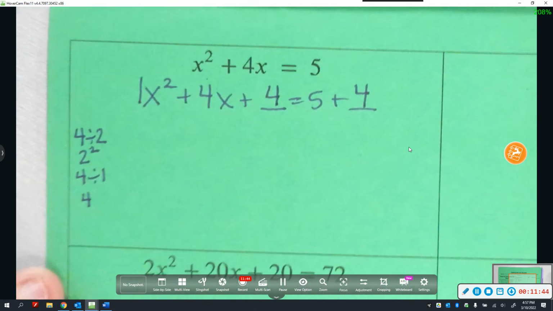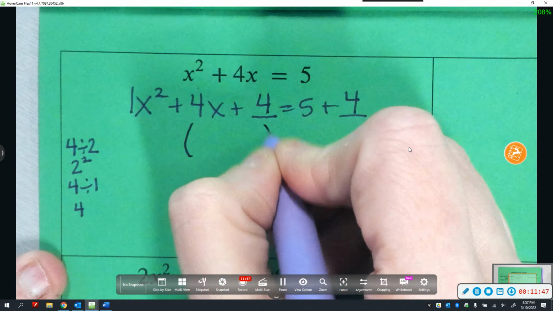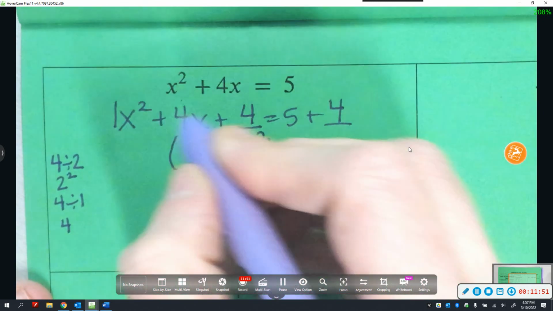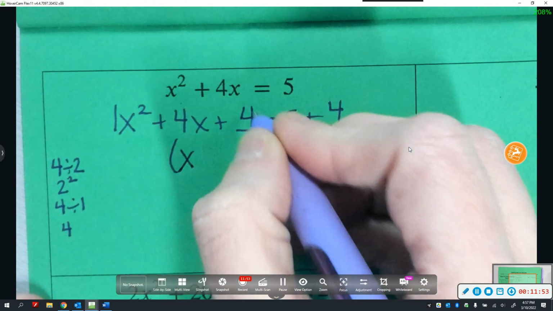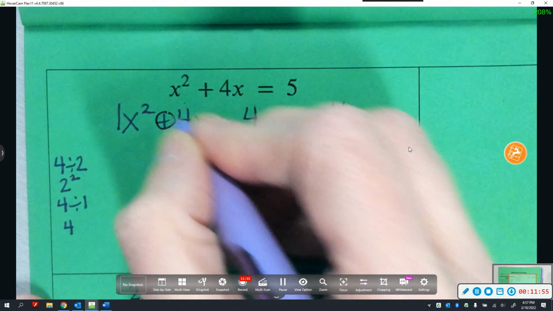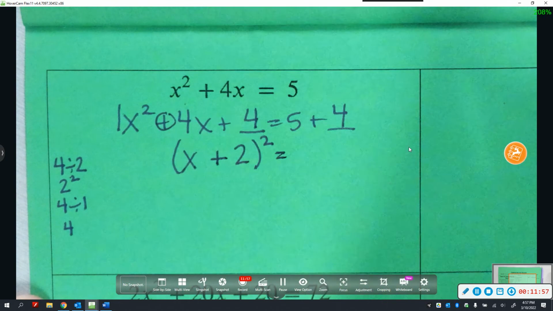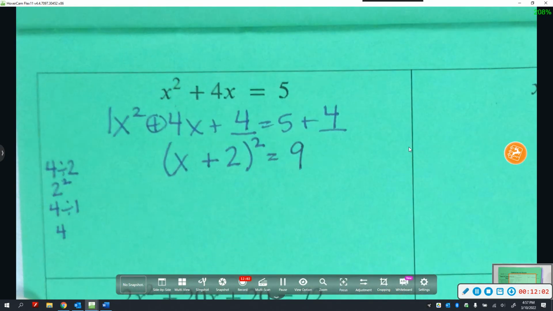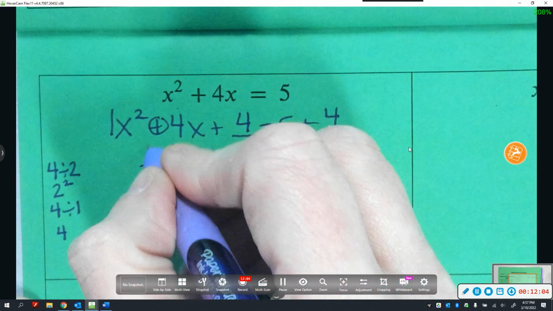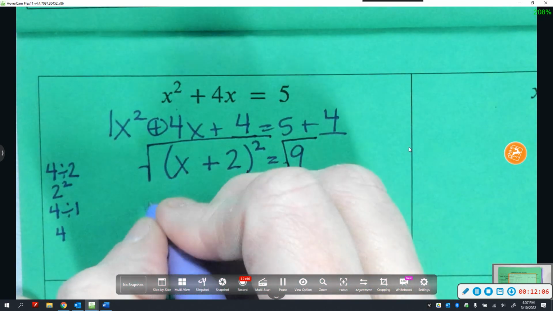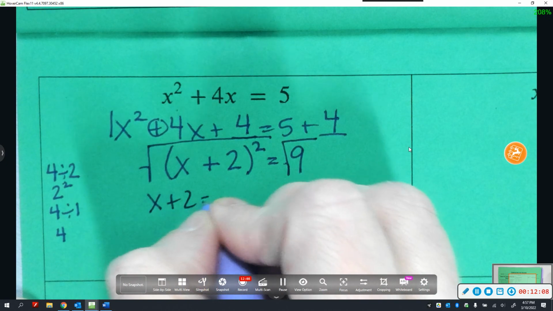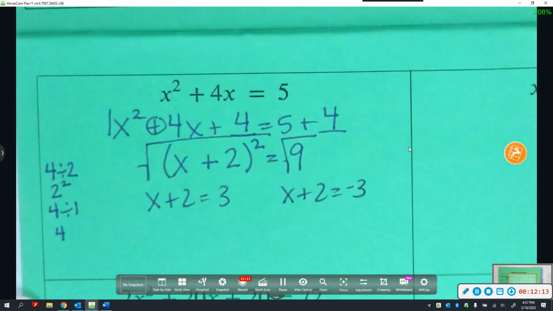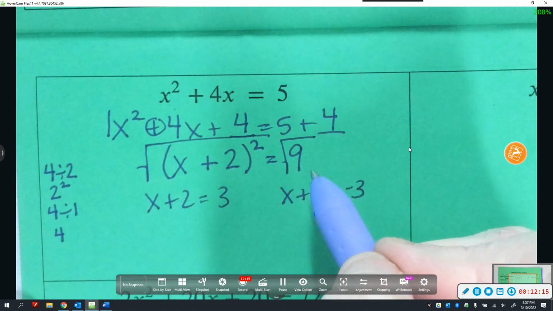Okay, so now I'm going to write it in binomial squared form. Well, the square root of x squared is x. The square root of 4 is 2. I have a plus there, so I'm going to put a plus there. 5 plus 4 is 9. I am all ready to do my square root method. So I take the square root of both sides. I have x plus 2 is 3. x plus 2 is negative 3. Because remember, I have 2 square roots, a positive and a negative root.